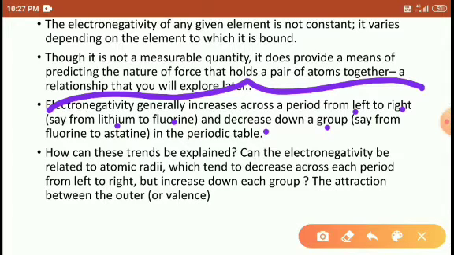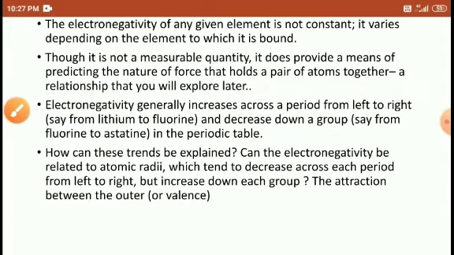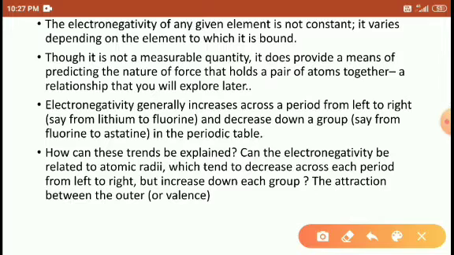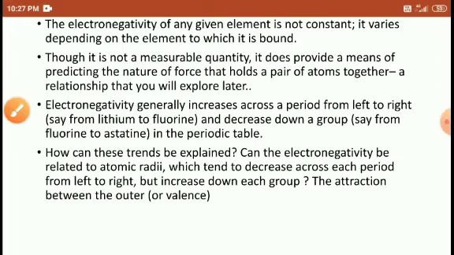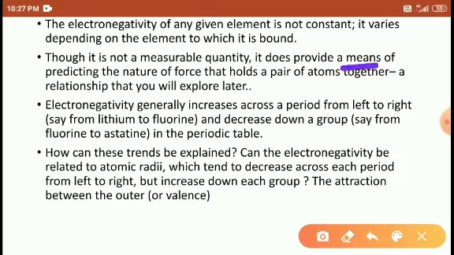However, okay, students, it is not a measurable quantity. Already I told you, it is not a measurable quantity. It is not a measurable quantity like a scale. It is just a formula, the Pauling scale formula. With the help of the formula, it determines the electronegativity, right, students? So whatever the scale is, the scale does not indicate the nature of the force held by the pair of atoms.